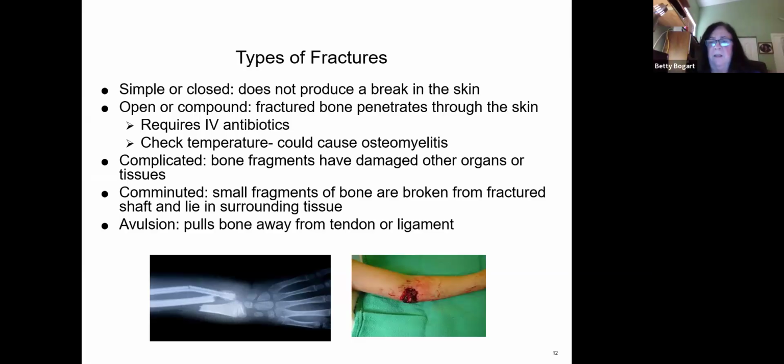Now, sometimes the bone comes out. Here's a picture of an elbow where the bone comes out, but it could be a knee, could be an ankle, could be anything where the bone comes out of the skin.